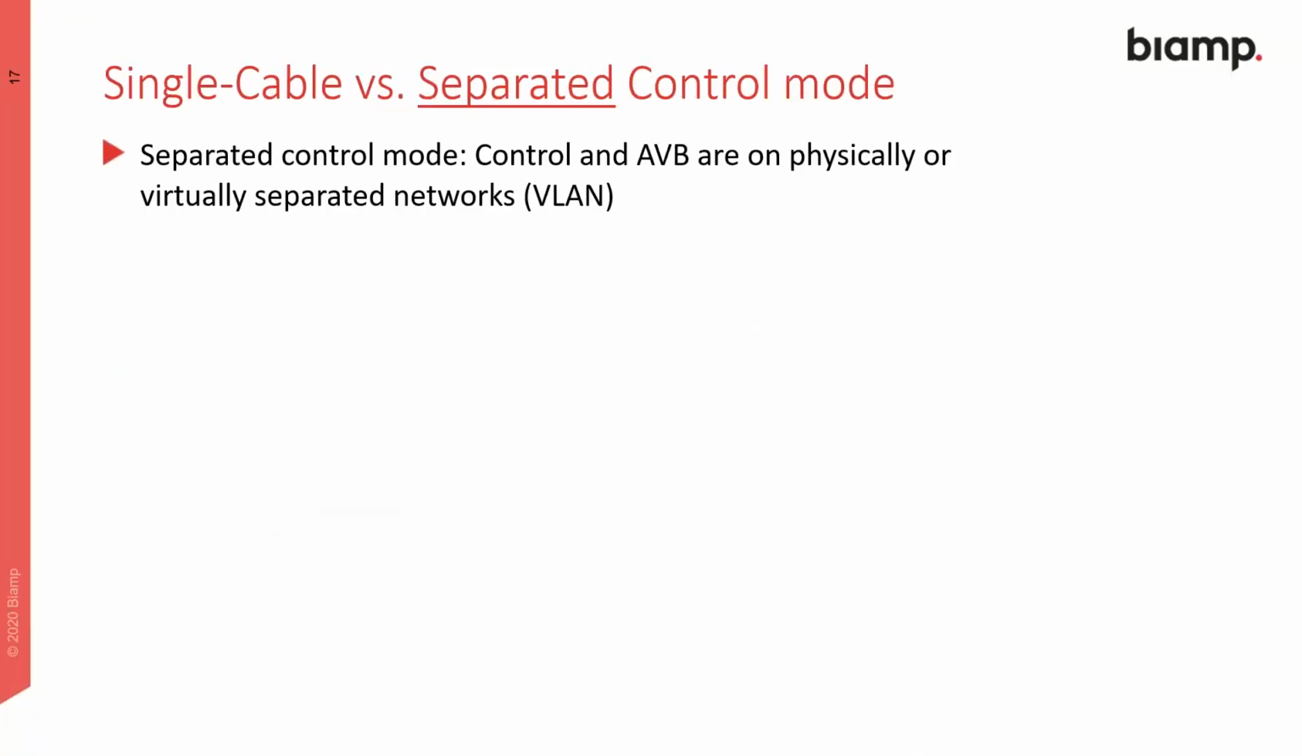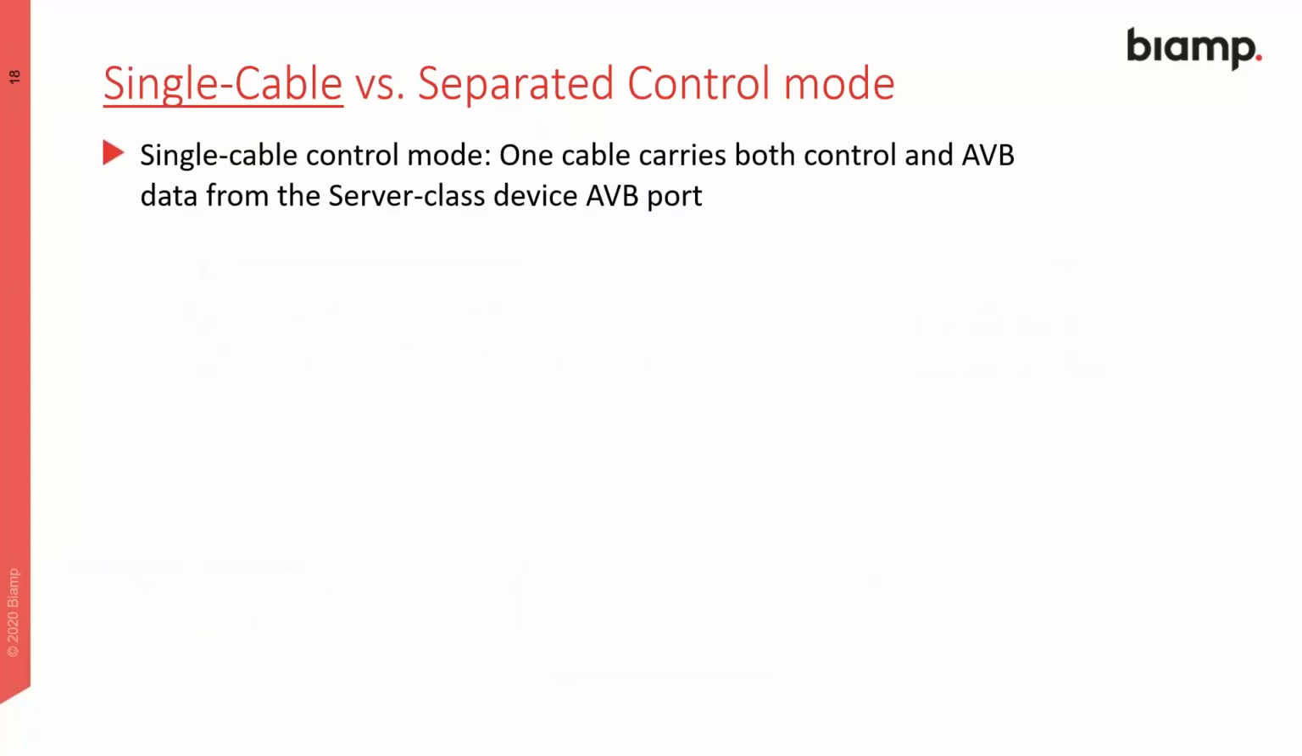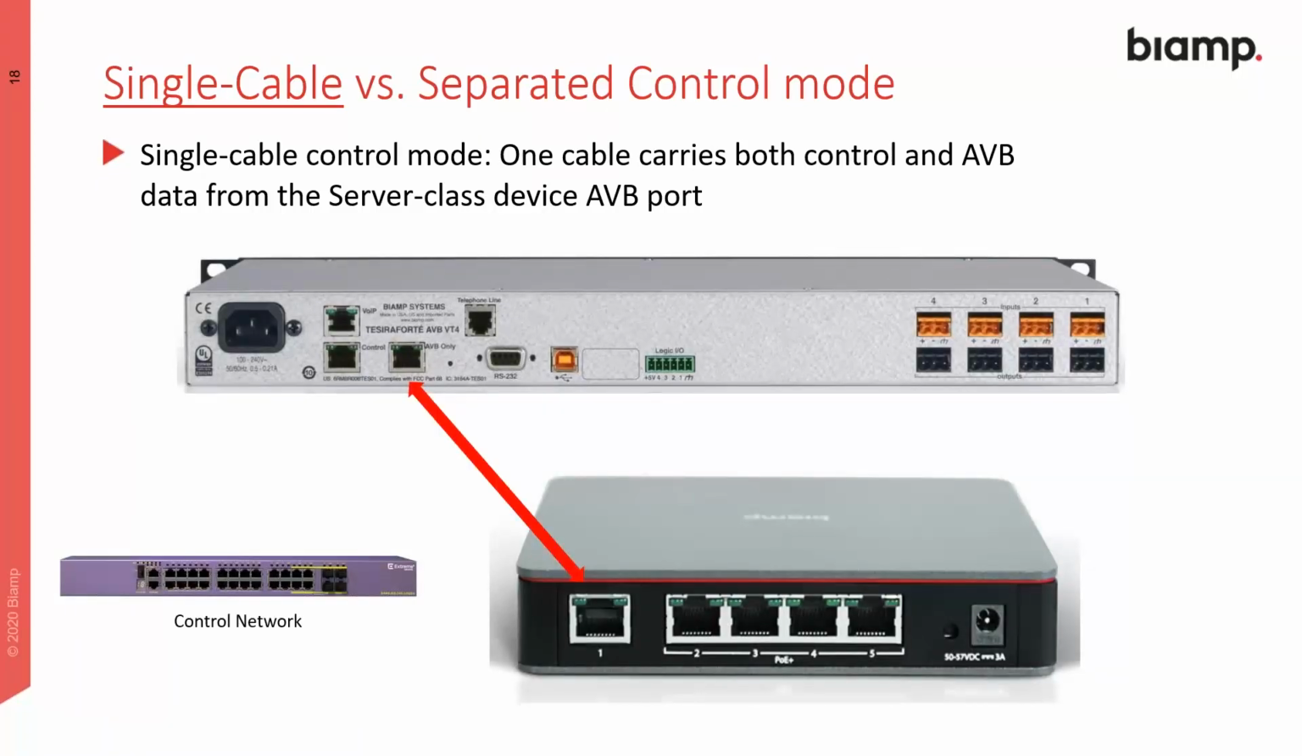In separated control mode, control and AVB are physically or virtually separated through the network. So you will have a VLAN for AVB and another VLAN for control. You're going to connect the AVB into port number 1, while the control goes into another port. However, in the single cable mode, you just need to have an AVB connection to the Tesira Forte AVB VT4, and you can just connect directly into the control network through one of the available ports on the TC5D.